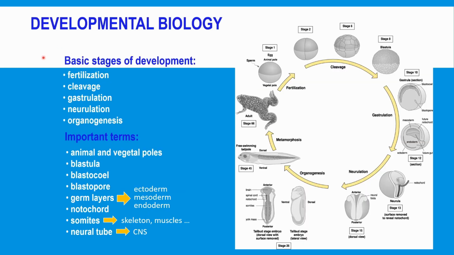So let's have a look at the basic stages of development in animals. We can start here with stage 1, fertilization. And that is, of course, where the sperm meets the egg.